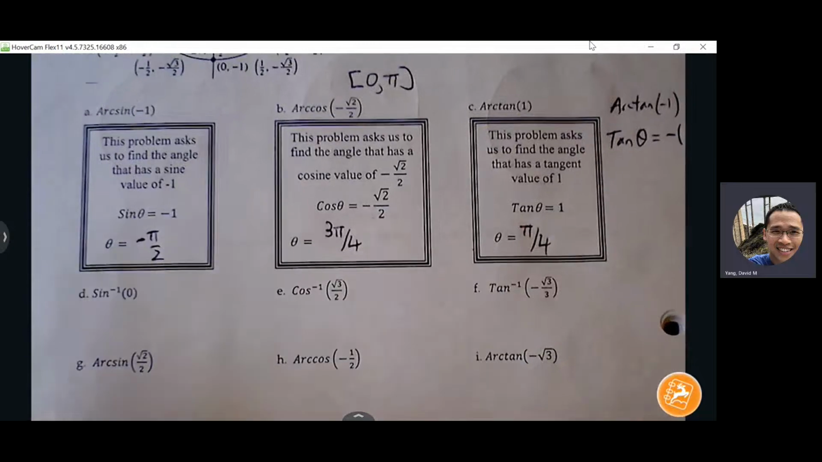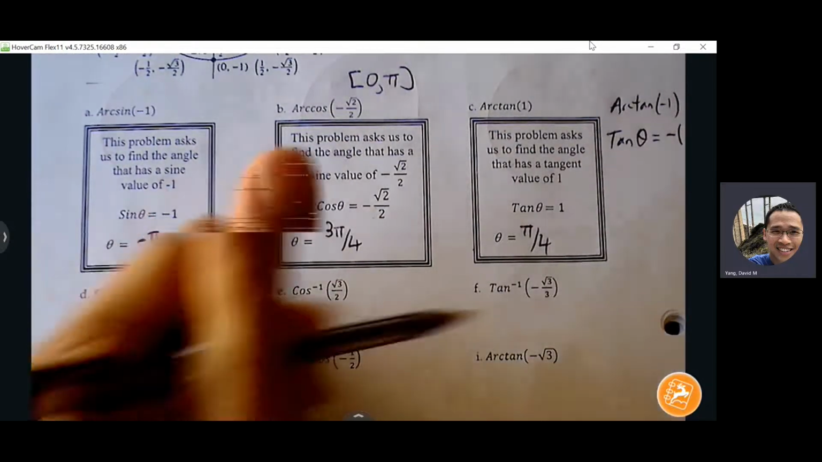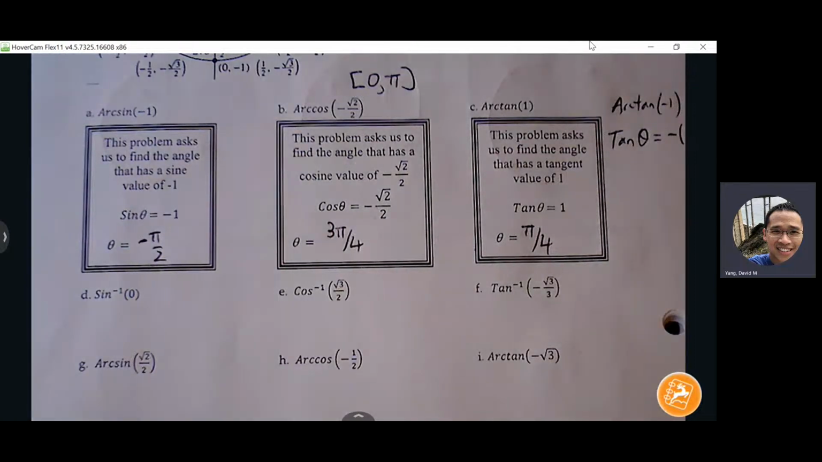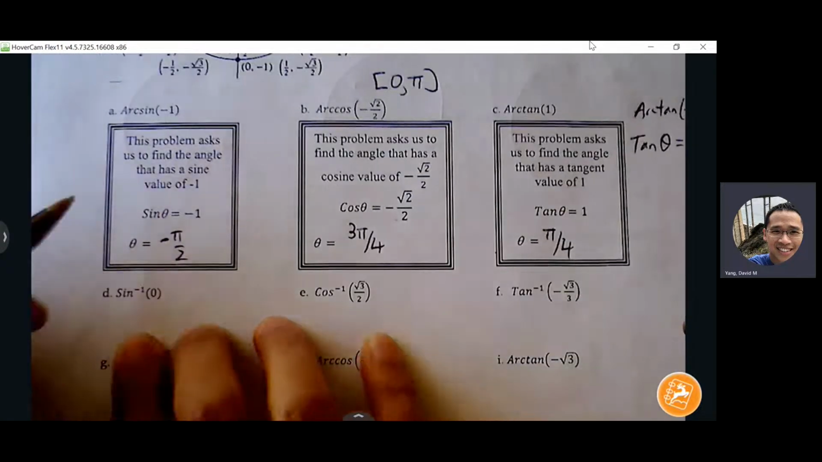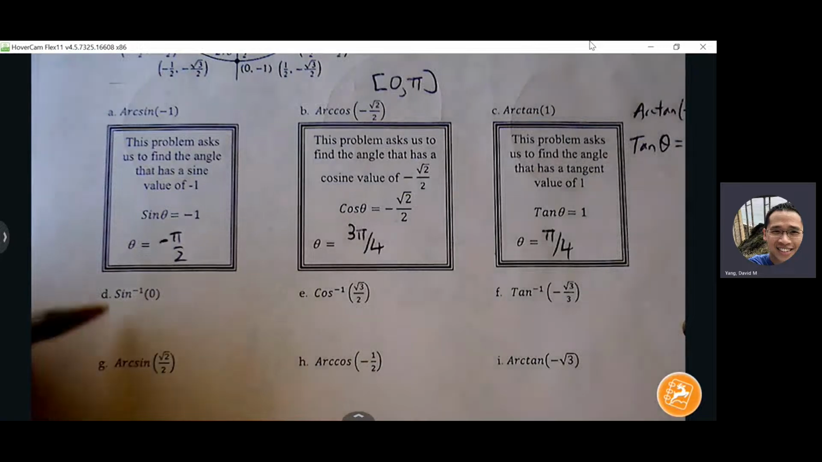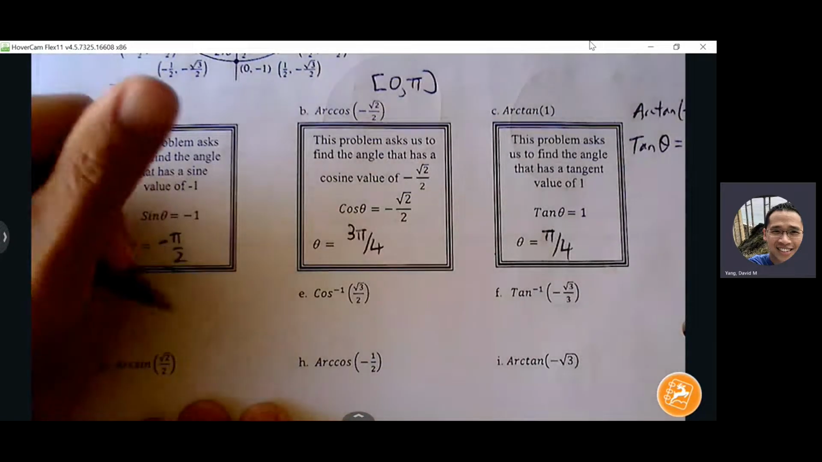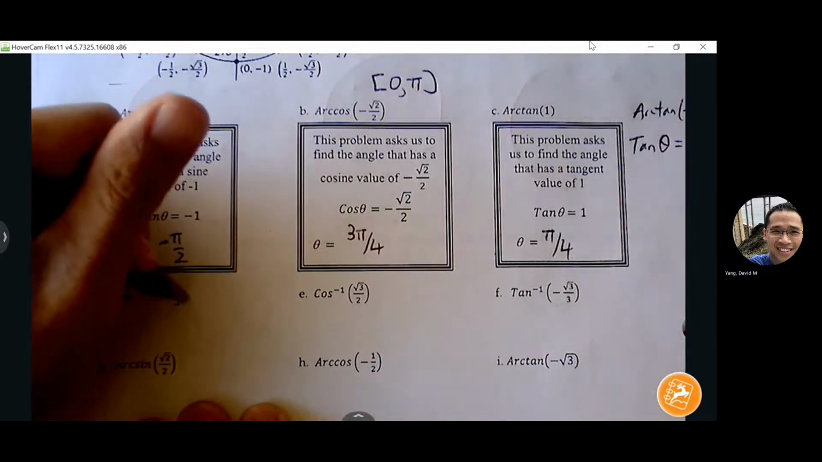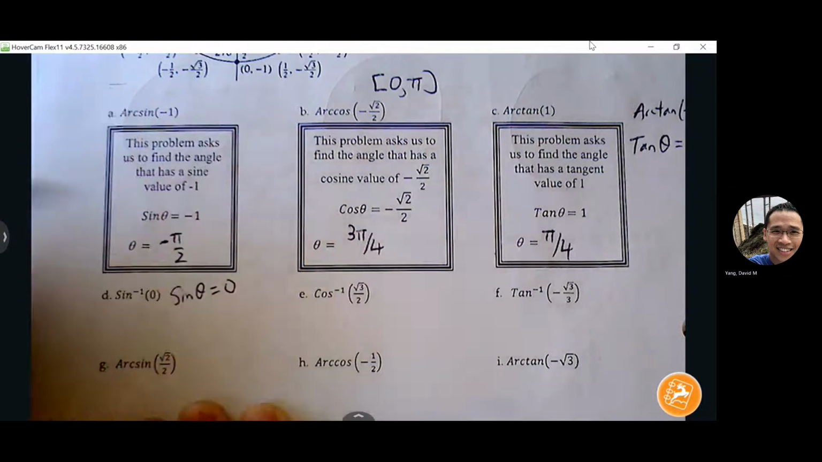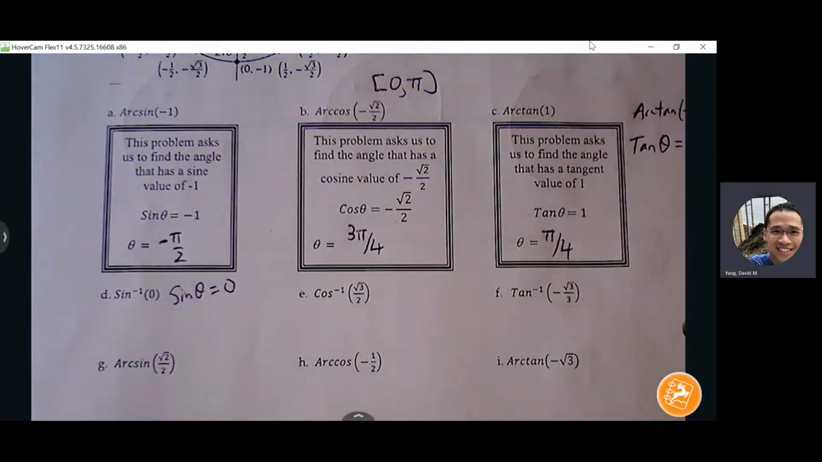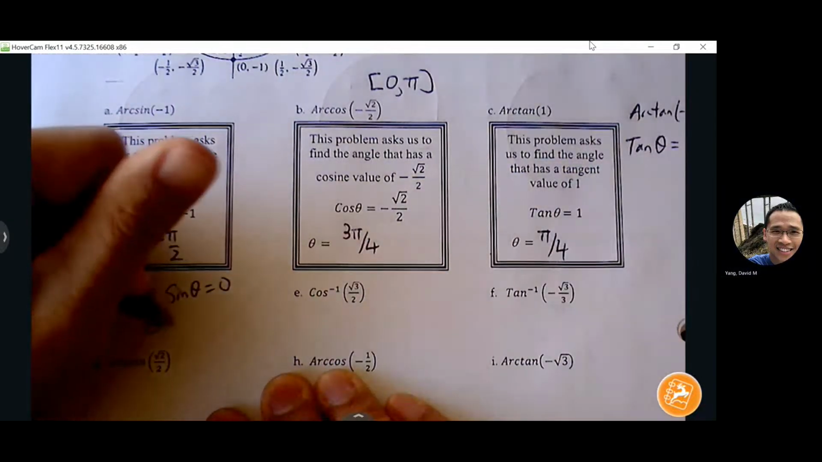Okay, let's just go down. Let's do D and G, and then we'll do E and H, and then we'll do F and I. Okay. So inverse sine of 0, you see that capital S, capital A. That means we're talking about principal values. Okay, so sine of what angle measure is equal to 0? 0, yeah, so theta is 0.